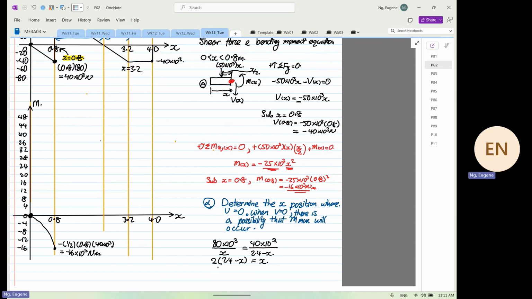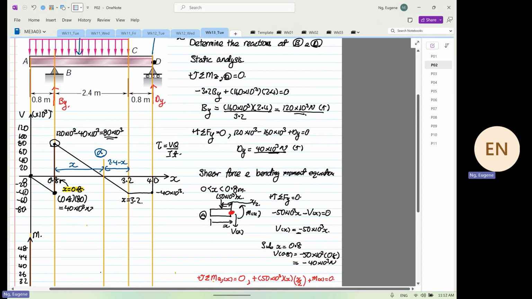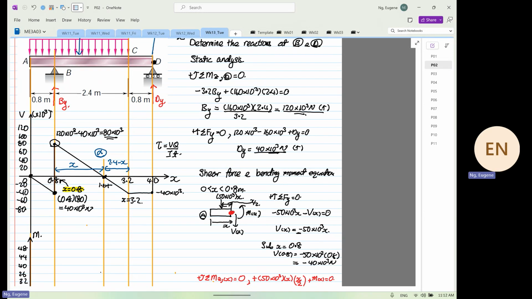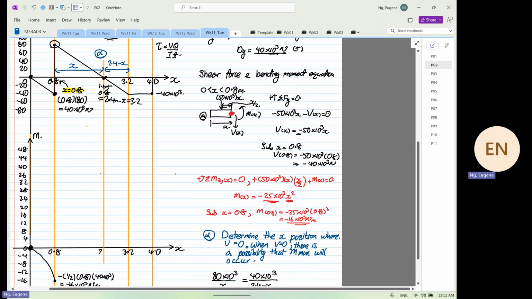Okay. So 4.8 minus 2X is equal to X. X is equal to 4.8 divided by 3. So 4.8 divided by 3 is equal to 1.6. So this distance over here is equal to what? 1.6 plus 0.8, so it's at 2.4 meters. Okay. So now we know down here at 2.4 meters, there's a possibility that our what?